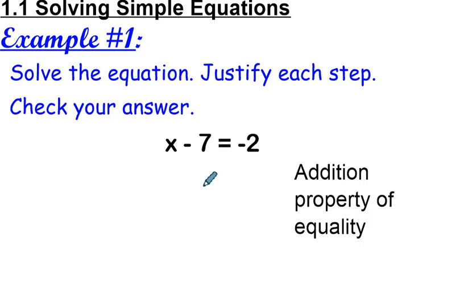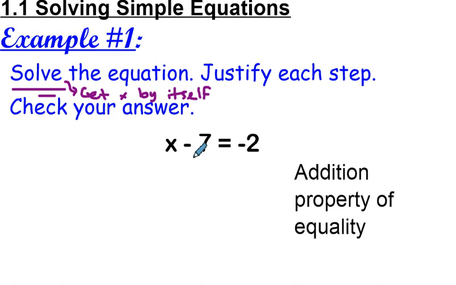So in this first example, we've got x minus 7. It says we need to solve. And ultimately, solving means get the variable by itself. Get the x by itself. So obviously, this is not solved for because x is not by itself on one side of the equal sign. It needs to be by itself to be solved for. So you need to solve the equation.